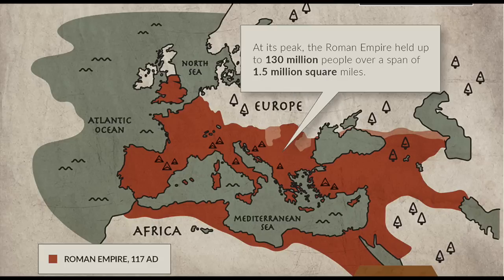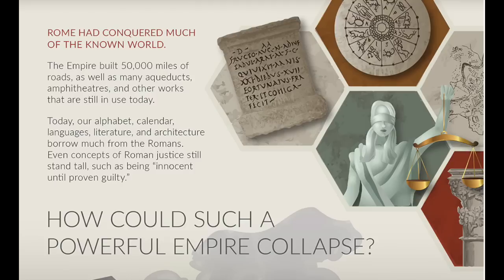Many of us in school are familiar with this map. The overall pattern of the Roman Empire spreading across the old world there in Europe. Rome had conquered much of the known world. The empire built 50,000 miles of roads, as well as many aqueducts, amphitheaters, and other works that are still in use today. Today our alphabet, calendar, languages, literature, and architecture borrow much from the Romans. Even concepts of Roman justice still stand tall, such as being innocent until proven guilty. How could such a powerful empire collapse?